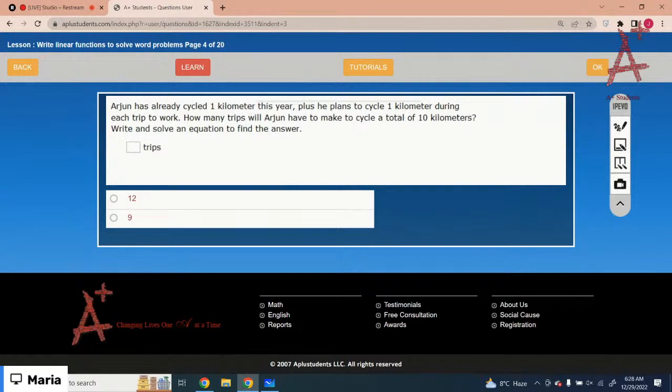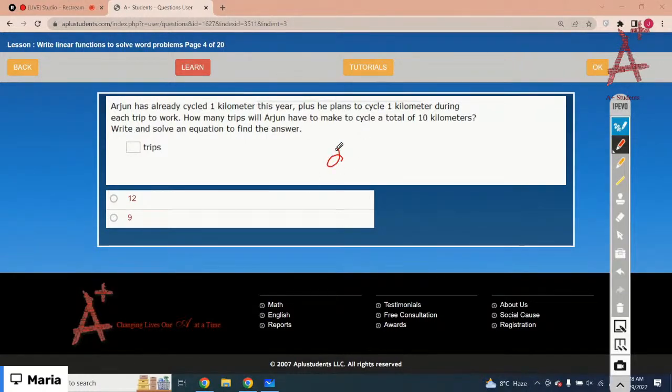So the equation for this question would be d equals t plus 1. Got it? Because he has already cycled 1 kilometer, and for each work trip he has to add 1 kilometer. Now you are given d equals 10 kilometers, so 10 equals t plus 1. That means t equals 10 minus 1, and t equals 9. That means Arjun has to make 9 trips to cycle 10 kilometers. So the correct option is 9. Just select the correct option, then click on the OK button.